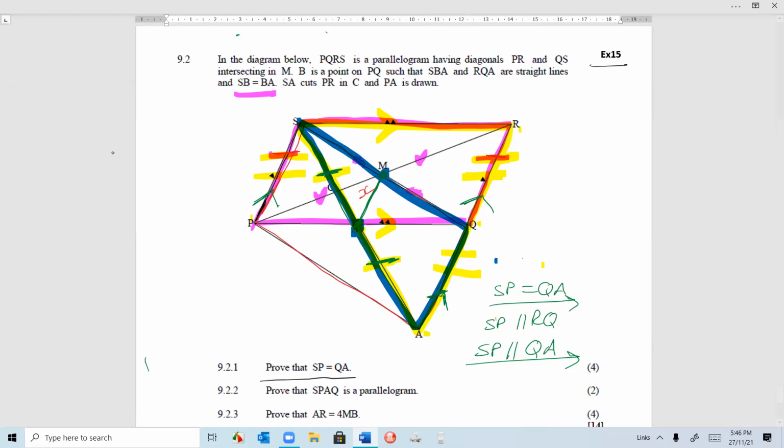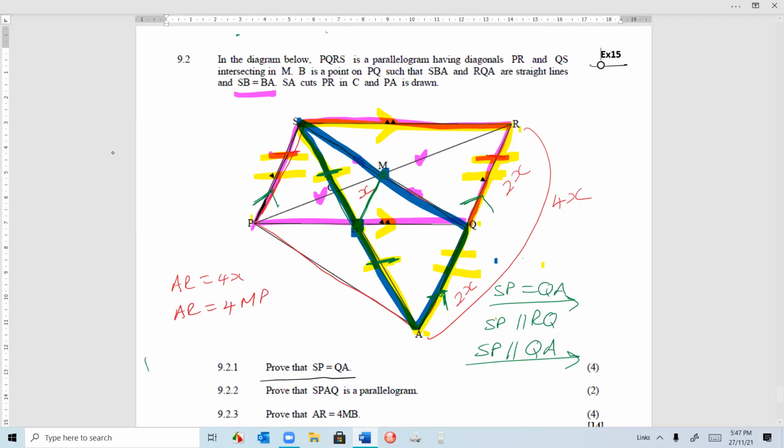If MB is X, what is AQ? 2x. Okay, that's the midpoint theorem I'm using there. But what would QR be equal to now? 4x. Now I asked you QR. 2x. Oh, sorry, QR is 2x, sir, is equal to AQ. So in total, how many X's is AR? 4x. Okay, and therefore we proved it. Can you see AR is equal to 4x? But remember, what did we call X? MB. So AR is equal to 4MB.